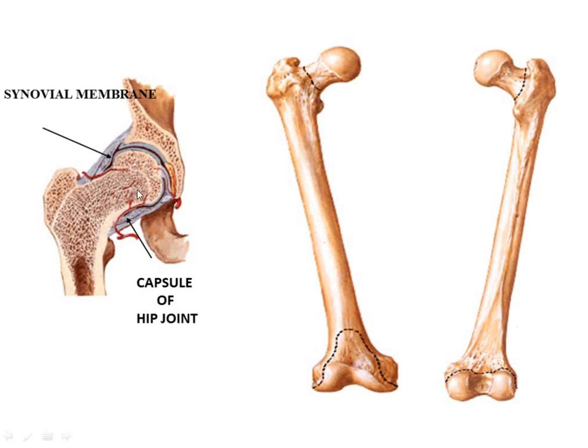There's a cut section through the joint. This is the head of the femur. This is the fovea to which the ligament of the head of the femur is attached. This is the acetabulum. So all around this margin is the fibrous capsule, which is attached all around. Internal to this lies the synovial membrane.